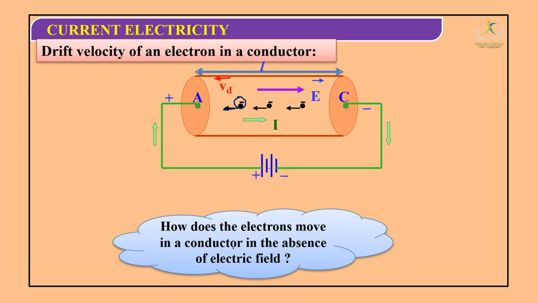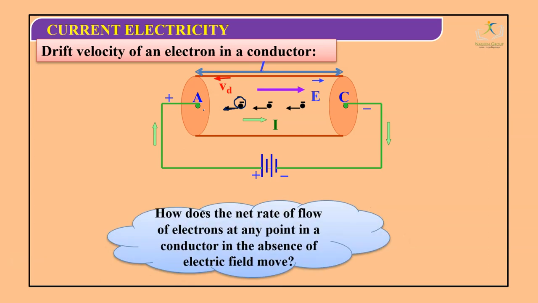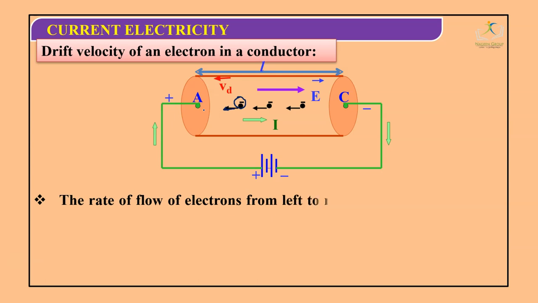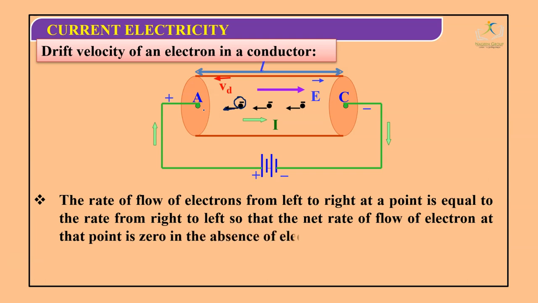How do the electrons move in a conductor in the absence of an electric field? At any temperature, the free electrons are randomly moving in all possible directions. How does the net rate of flow of electrons at any point in a conductor move in the absence of an electric field? The rate of flow of electrons from left to right at a point is equal to the rate from right to left, so the net rate of flow of electrons at that point is zero.